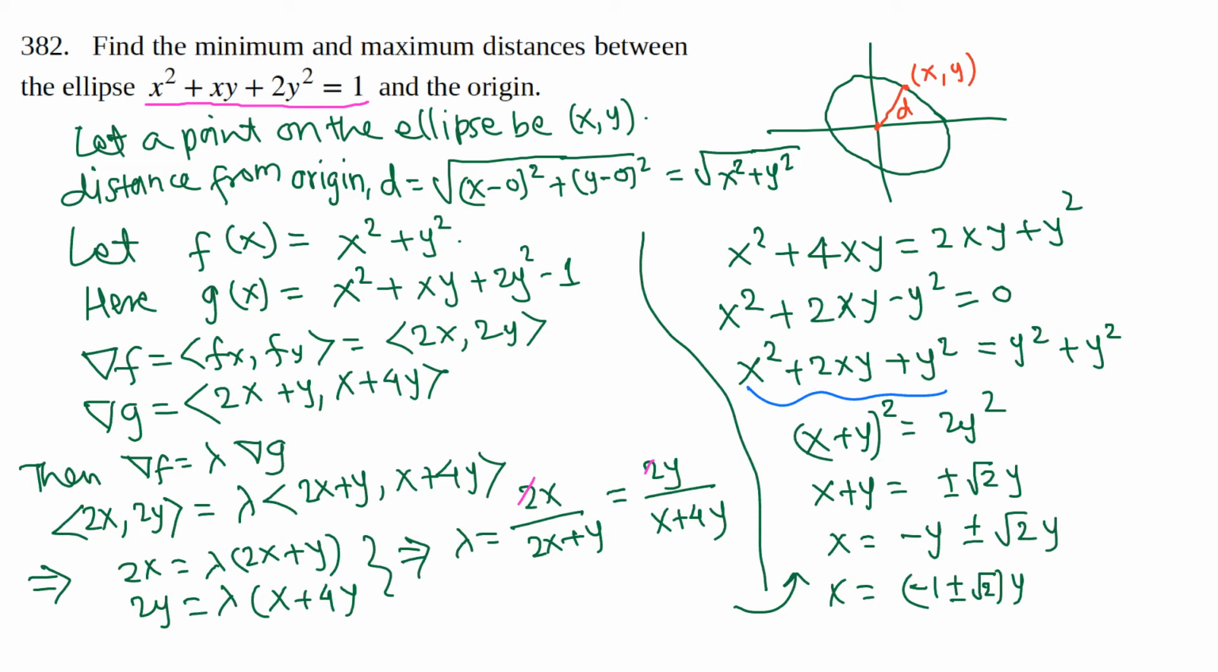Now we plug this x value into the constraint, which is x square plus xy plus 2y square. Okay, and we get the y value.